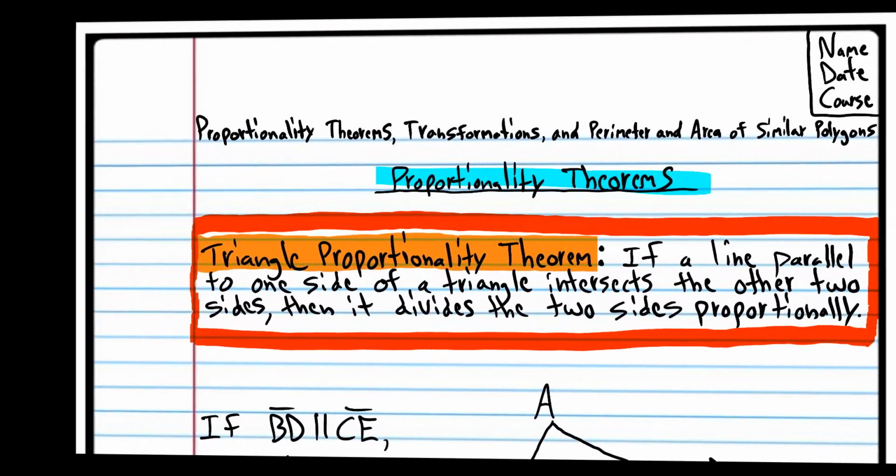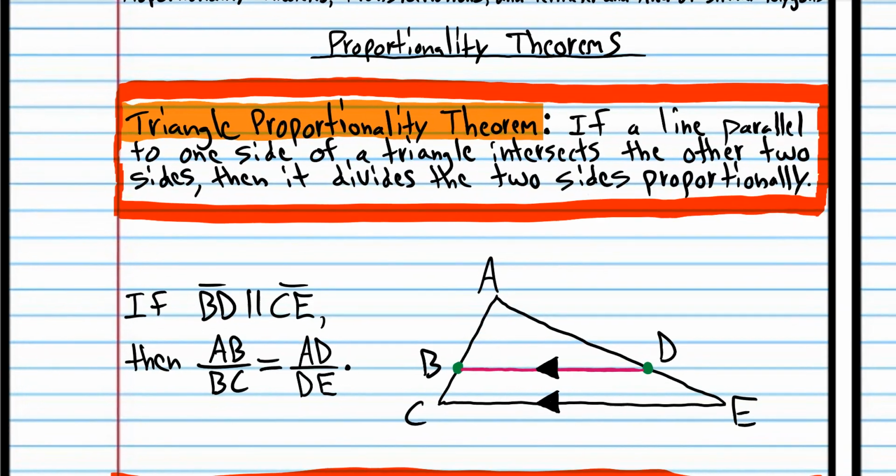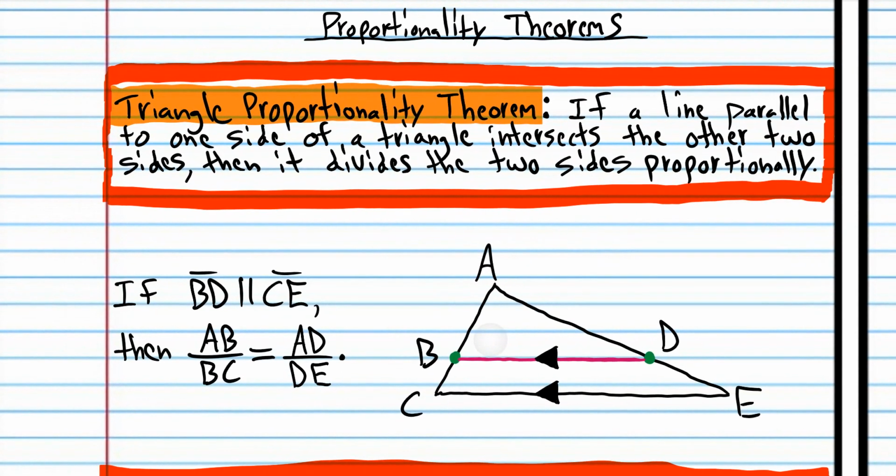We're going to start by learning proportionality theorems. The first theorem deals with triangles. This theorem says that if you have a line or segment that goes through a triangle and is parallel to another side, then that segment divides the sides that it goes through proportionally. So these parts here are proportional to these parts.